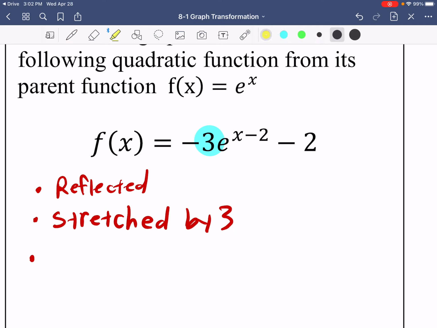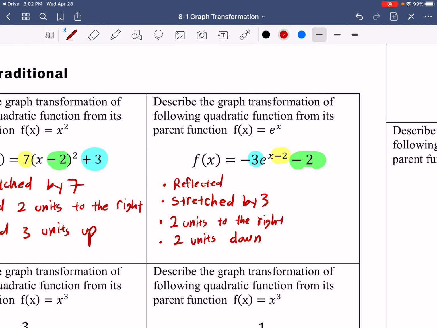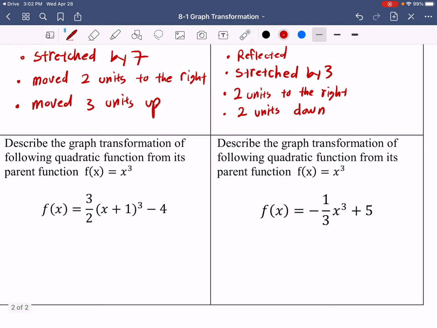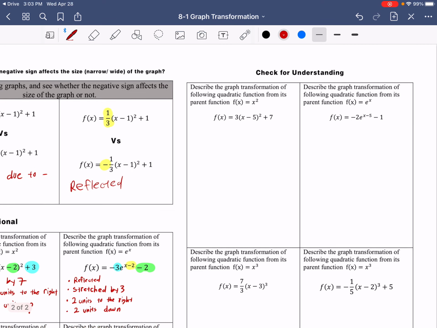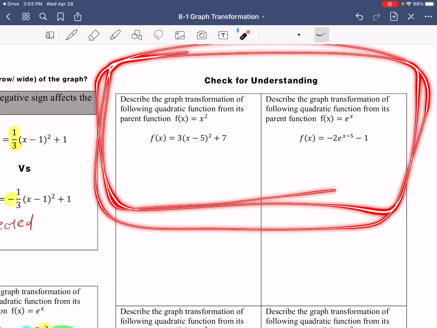And you see this -2 for the x, right? Right next to x. So it's gonna work opposite. Although it's not in the parentheses, it's gonna work opposite. So it's gonna what? 2 units to the right. And then we have -2, which will work 2 units down. Okay? That's how you do it. So, pause the video. Let's do these 2 questions in the check for understanding, okay? Try these 2 questions by yourself.